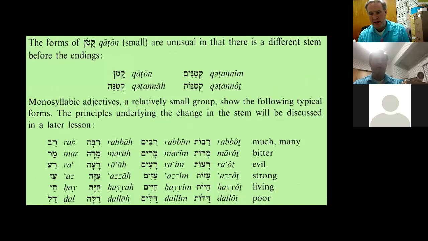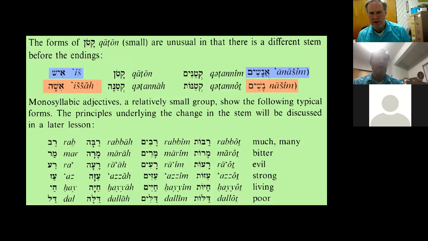Great. Again, katon would be really small. So katon, katana, katanim, katanot. Say those with me. Katon, katana, katanim, katanot. So if it's a small man, it would be ish katon. A small woman, isha katana. Small men would be anashim katanim, and little women, like Louisa May Alcott wrote a book about, nashim katanot.